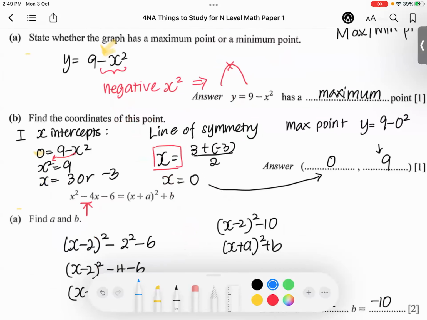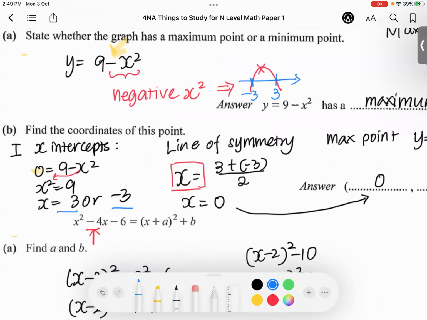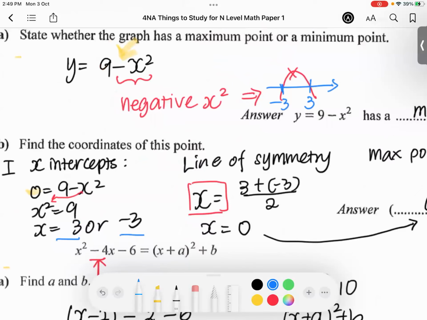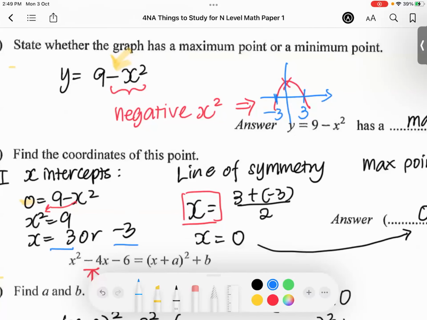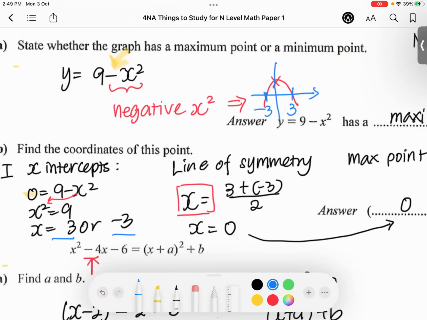Okay, anyway, so the moment I got my 2 x-intercepts already, so I draw this graph over here. One number is negative 3, the other one is 3. How do I find my line of symmetry? Line of symmetry is the number in between these 2 points, correct? So I take 3 and negative 3, the 2 numbers, add together, divide by 2. So 3 plus negative 3 gives you 0. So in this case, you get x is equal to 0.